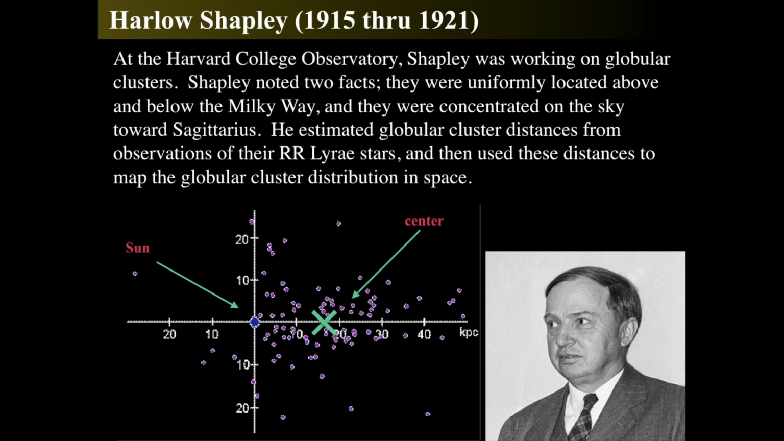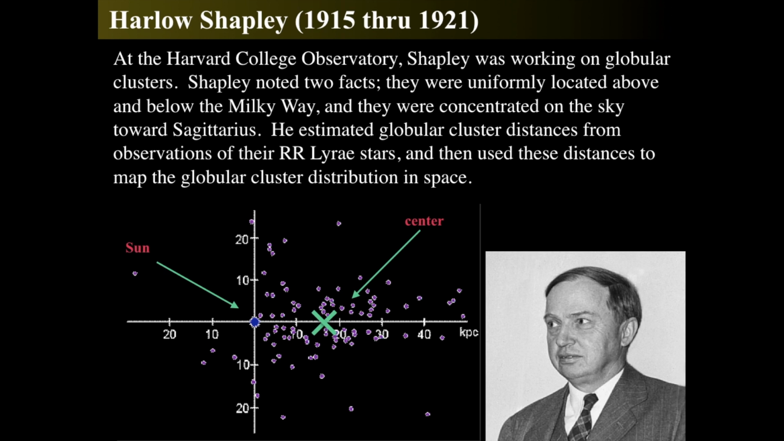So he was working with them, and he found that using RR Lyrae as a distance indicator, because you could figure out their luminosities, and with their luminosity you could get the distance because you could measure the brightness. And so he noticed that they were uniformly distributed above and below the Milky Way, concentrated towards the direction of Sagittarius, and they seemed to be physically, or at least dynamically, oriented towards that as their center. And using that, he said, well, assume that the center of the globular cluster distribution is the center of the Milky Way. And when he made that assumption, he said, wow, that makes the sun approximately 18 kiloparsecs from the center of the Milky Way.